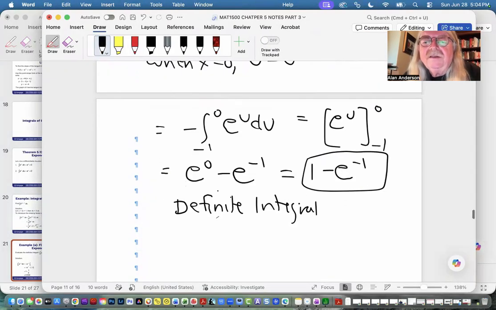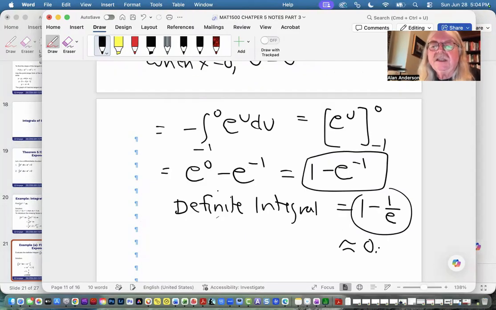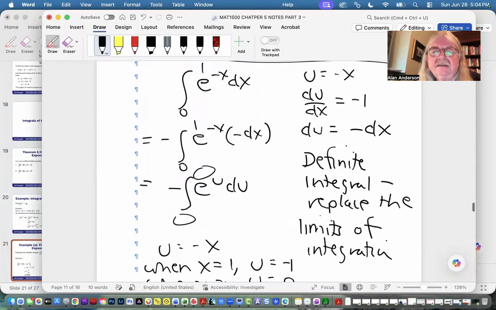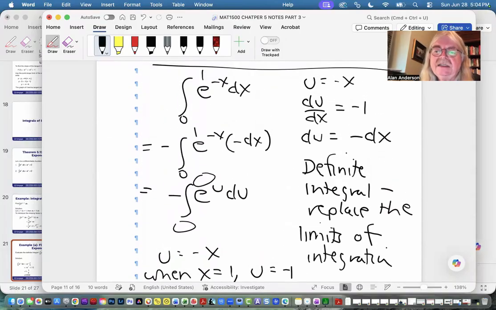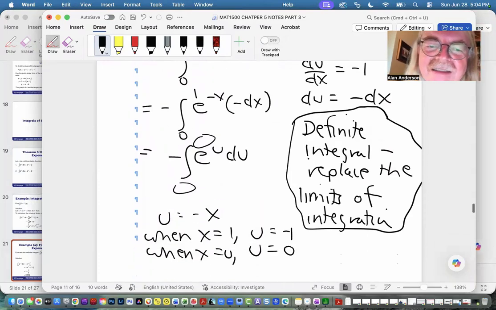Right. Or, you can rewrite this as 1 minus 1 over e, which is approximately, according to this, 0.632, if we need to know. And if you can see from the graph, that's what we're looking at. So the key to the whole thing, which is easy to forget about, is to, when you use u substitution, make sure you change the limits of integration. Okay. It's easy to forget about that. All right.